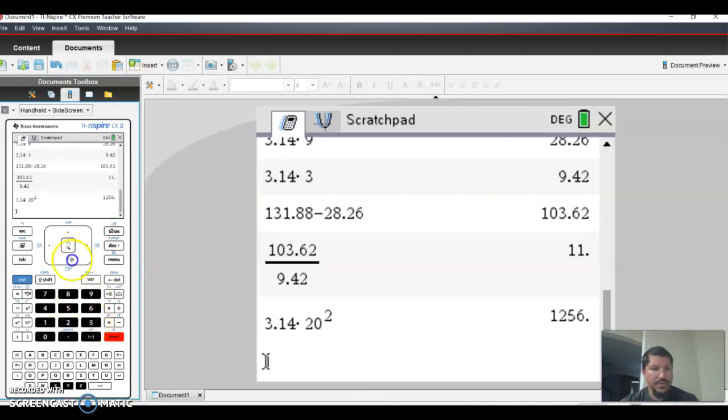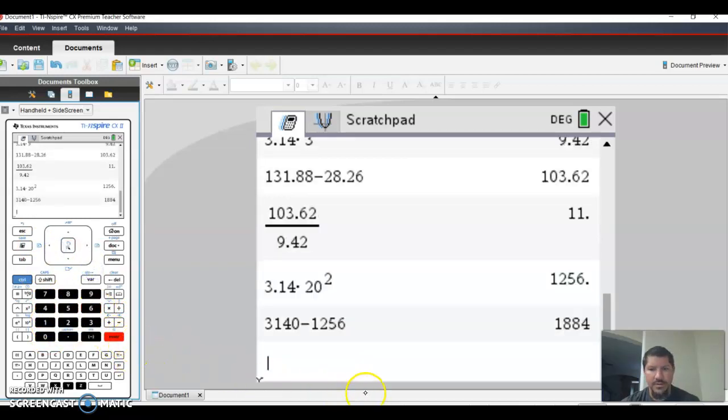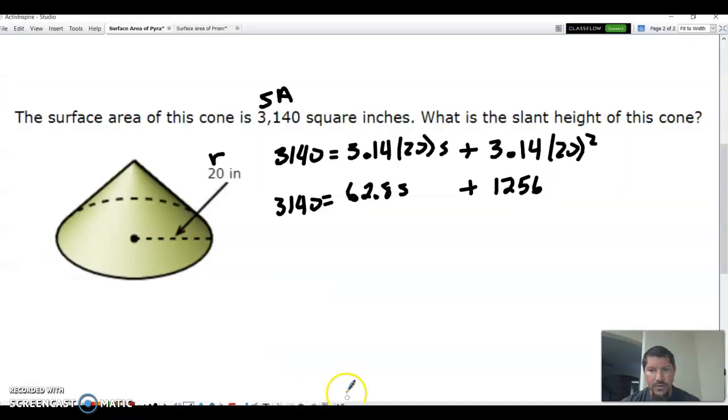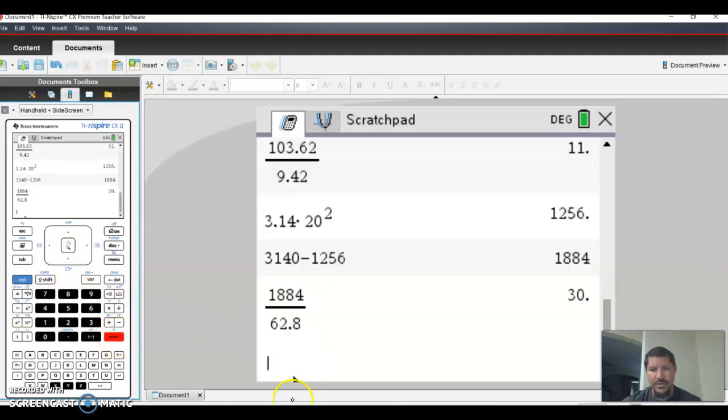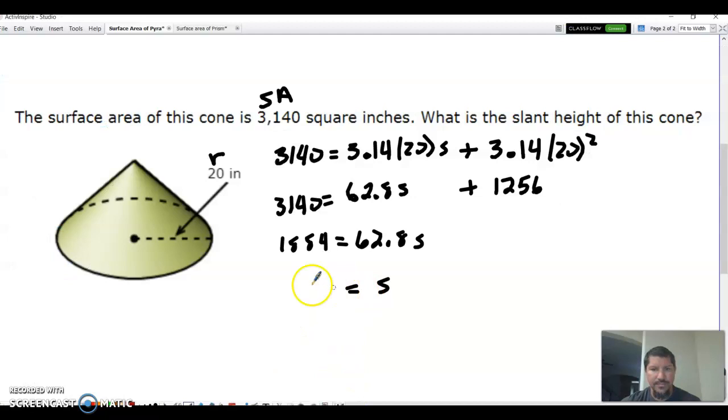So 3140 minus 1256, 1884 equals 62.8 S. So then S in this case is going to be that divided by 62.8, which is going to give me 30 inches.